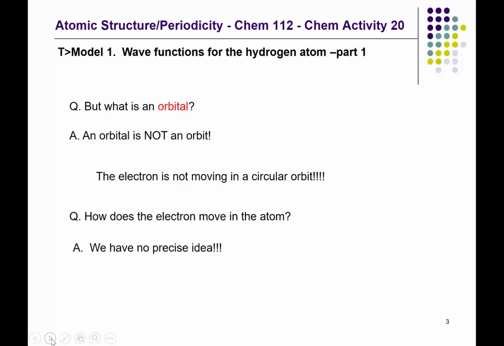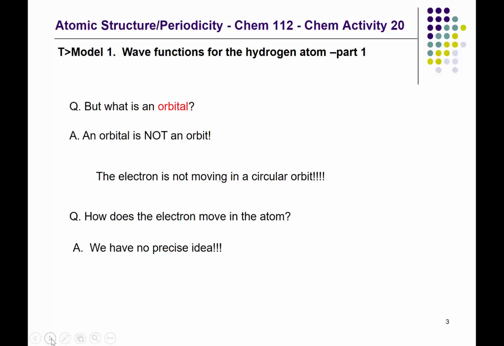How does the electron move in the atom? We actually have no precise idea. And there are some interesting ideas about how we view an electron: when we view an electron, we actually distort the electron or impact it by adding energy or changing its pathway. So for these really tiny particles, we really can't study them without interfering with them.